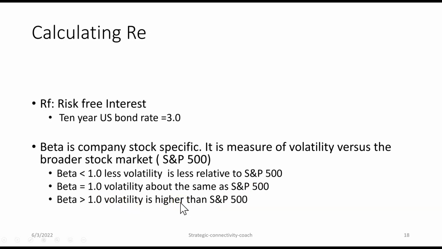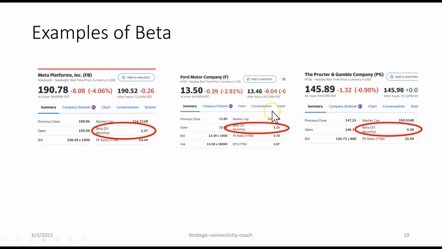So, again, today is Friday, June 2nd. As I looked at it on June 2nd, here are some examples. Facebook, now the company is called Meta. Obviously, a lot going on lately. So you can see that the beta is much higher than 1, at 1.37. Ford Motor Company, 1.15. Companies like Procter & Gamble are considered to be quote-unquote more defensive stocks.